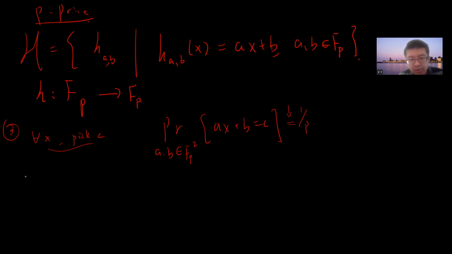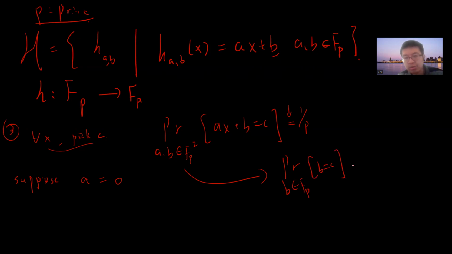The proof is very simple. Suppose a is 0. Then this term is the same as the probability that b equals c, since a is 0, so whatever x I choose doesn't matter. But I fix c, and I randomly choose b from F_p, so the probability that b equals c is 1 over p.